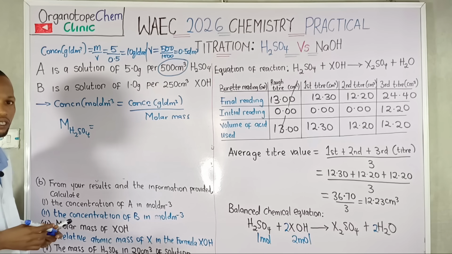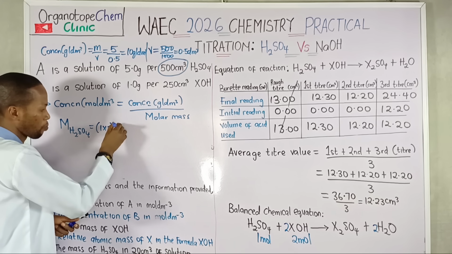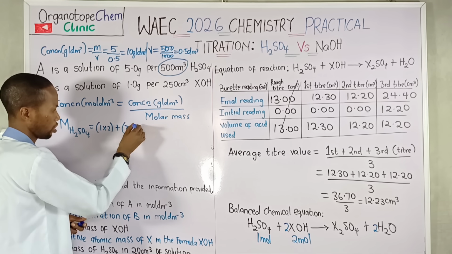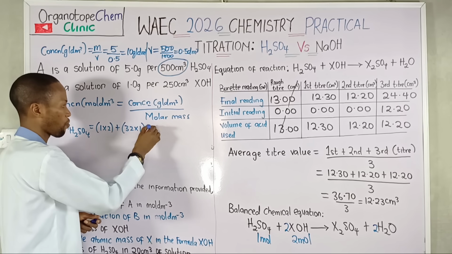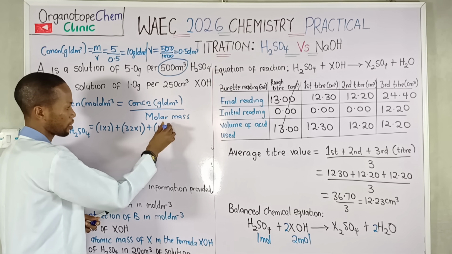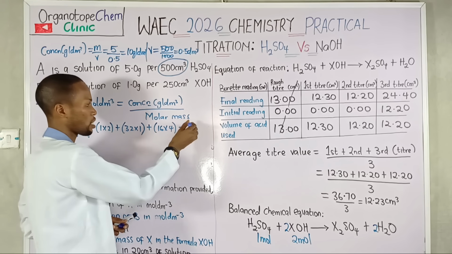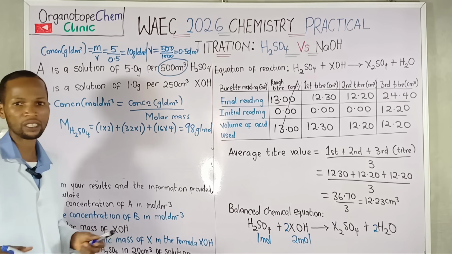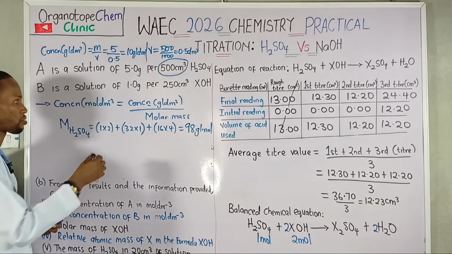what's the atomic mass of hydrogen? Hydrogen is 1 times 2, plus the atomic mass of sulfur is 32 times 1. We have 1 atom of sulfur. The atomic mass of oxygen is 16 times 4. So by the time we sum this up, it will give 98 gram per mole. So that's the molar mass of H₂SO₄. So we can determine the molar concentration.